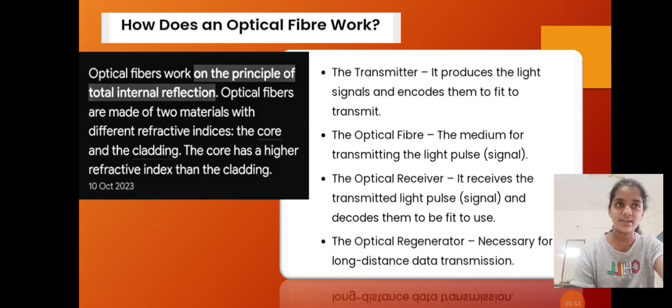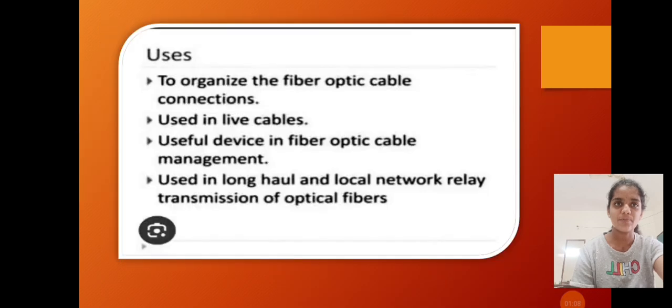Optical fiber system contains the transmitter. It produces the light signal and encodes them to fit to transmit. Optical fiber, the medium for transmitting the light pulse. Optical receiver, it receives the transmitted light pulse and decodes them to be fit to use. Optical regenerator, necessary for long distance data transmission.